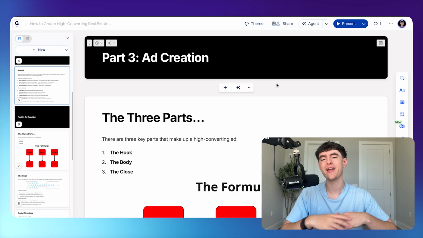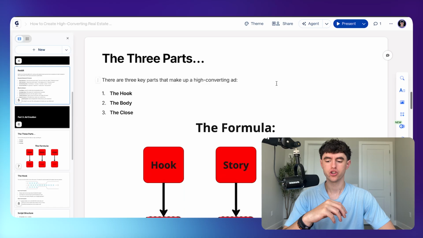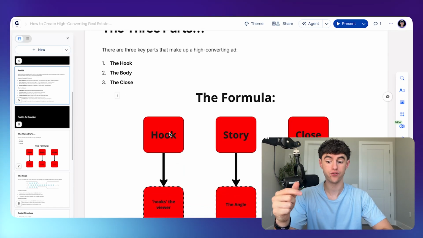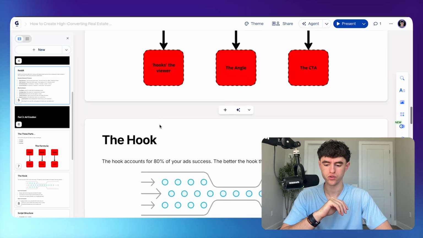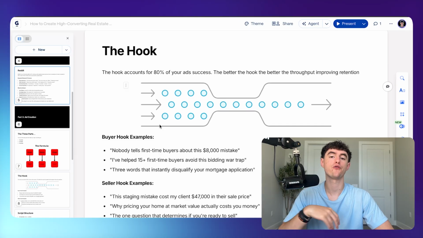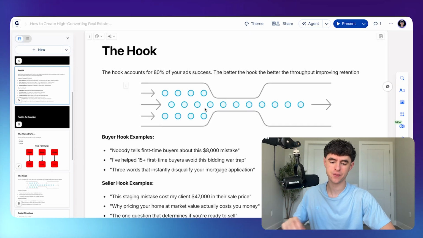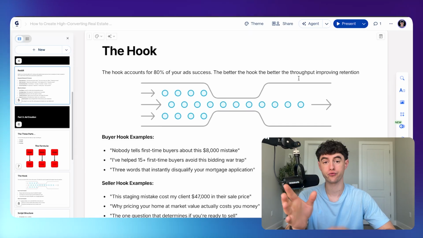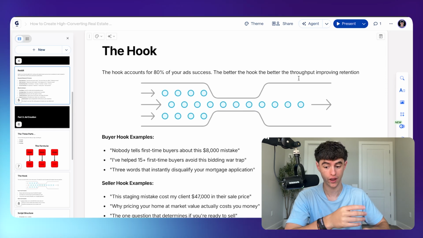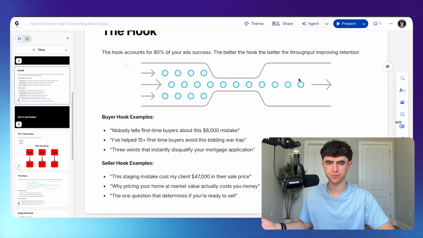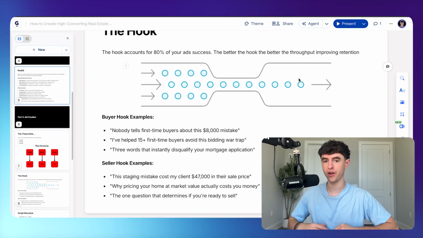And then for part three, we have the ad creation itself. So this is broken down into three parts. You have the hook, the body, and the close. The hook is gonna account for 80% of your ad success. The better the hook, the better the throughput, improving retention, okay? If you don't have a good hook, no one's gonna watch your video. They're gonna click off and you're not gonna make any money.